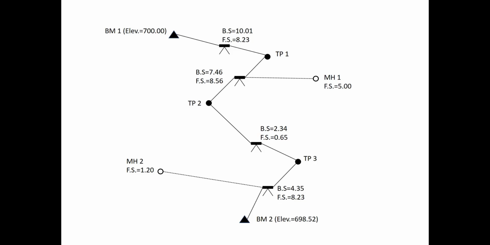Another important difference between this example and the previous example is that we do now have side shots. Note that from our second instrument setup, we take a foresight reading onto manhole 1. This will be categorized as a side shot. And then from our last instrument setup, before we close on benchmark 2, we take a side shot reading on manhole 2.